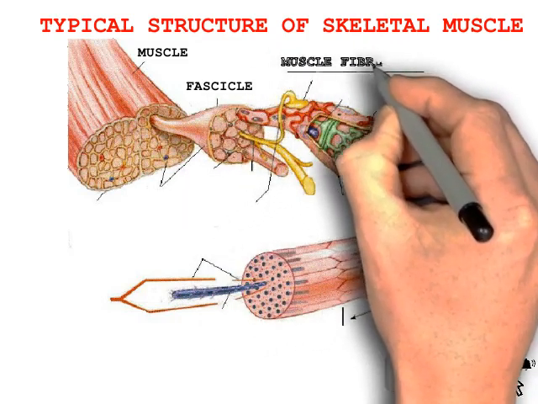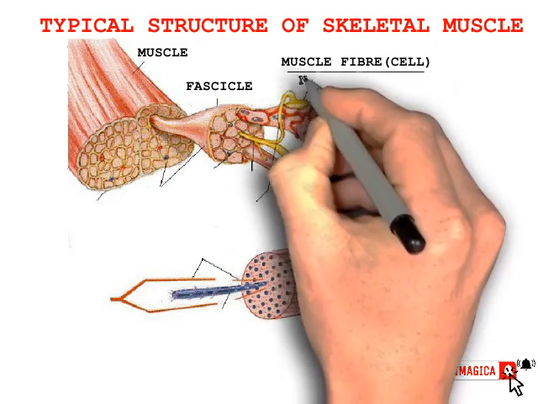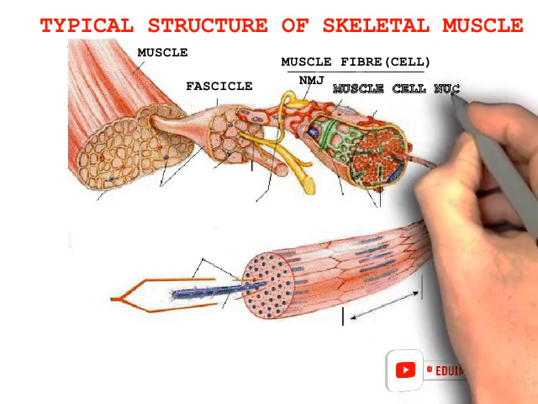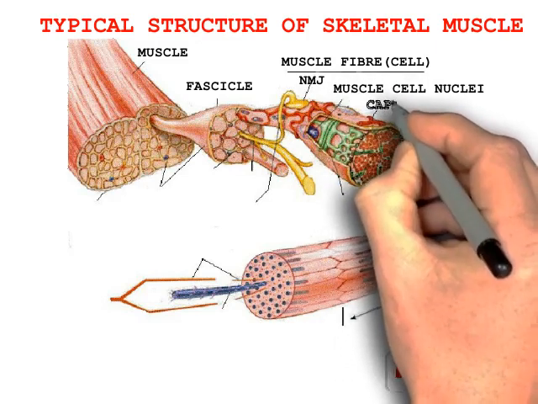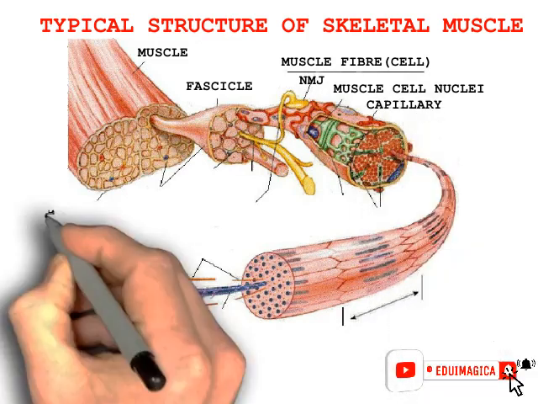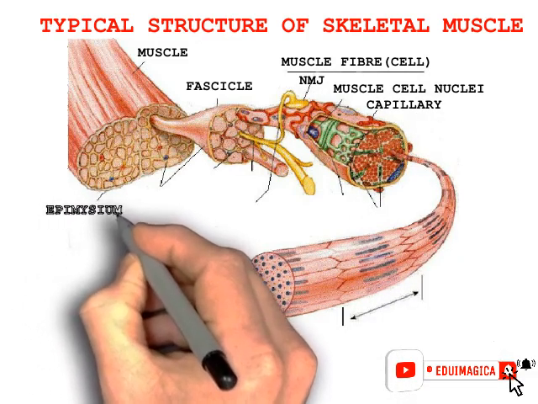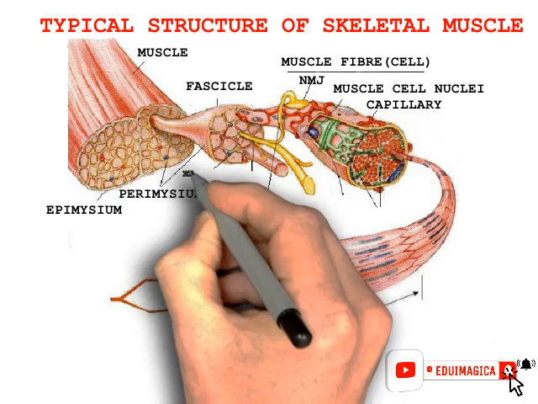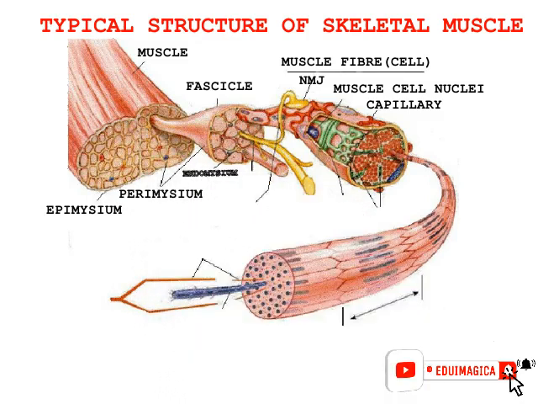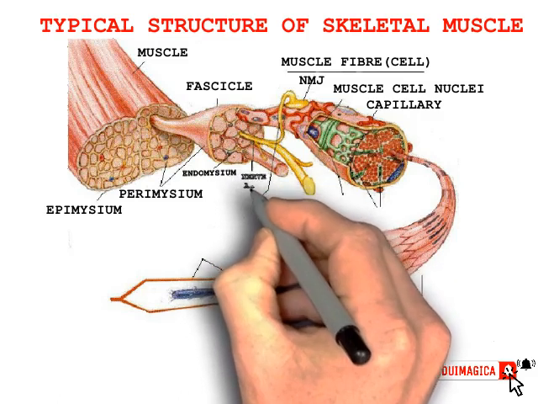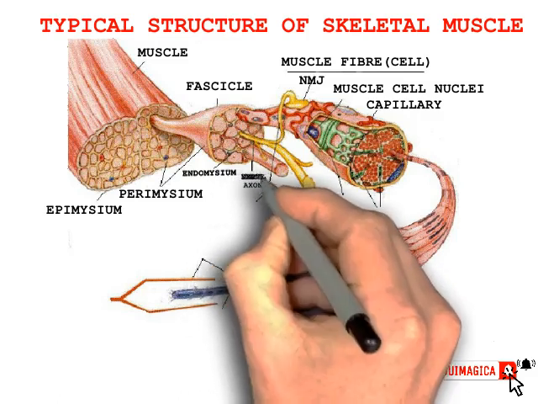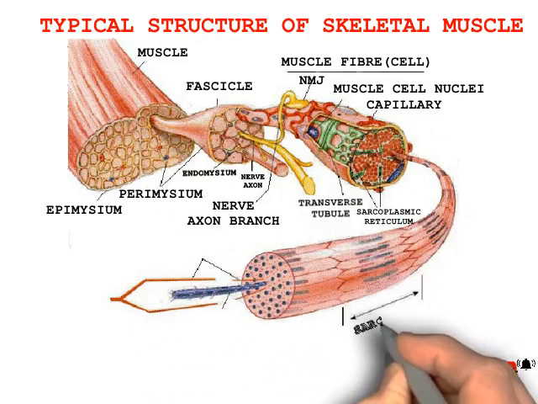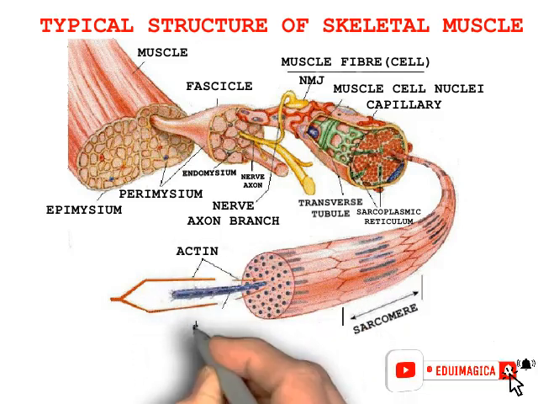In the muscle fiber or muscle cell, we have the neuromuscular junctions that are formed by the nerves present in them. It also includes muscle cell nuclei and the capillaries. The outermost covering of the muscle is the epimysium. The covering of the fascicle is the perimysium, and the innermost covering of the muscle fiber is the endomysium. And here we also have the presence of the nerve axon. We also have the presence of the nerve axon branch. We have the transverse tubule, sarcoplasmic reticulum, and sarcomere, which includes the actin and the myosin filament.